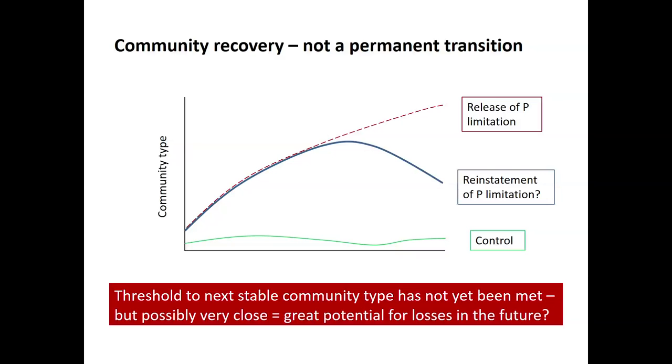Of course, these were just one-off additions, and so we don't know if they are repeated, whether that consolidates the change and then the systems can't recover. But it does mean that there's very great potential for losses in the future, because if the climate continues to ameliorate, so it's becoming warmer and the growing season's extending, and if phosphorus becomes more available through being neighbouring to the farms and everything, then that might mean that we have more losses in the future.